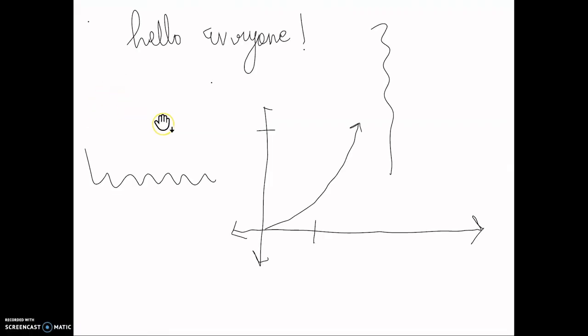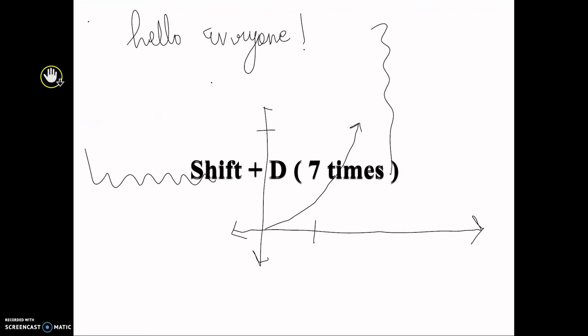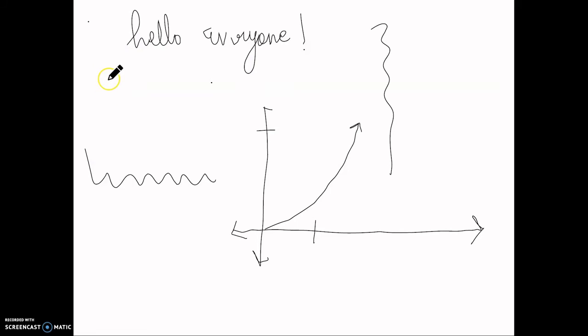Okay, so now what I'll do, I'll go on full screen mode first. And now what I have to do is press shift and hit D 7 times. Okay, shift and D 7 times. So I'm pressing shift and D 7 times. 1, 2, 3, 4, 5, 6, 7. So that has enabled a pen for me, a freehand drawing tool on the full screen mode. Okay, and with this I can write anything I like here on the full screen mode.